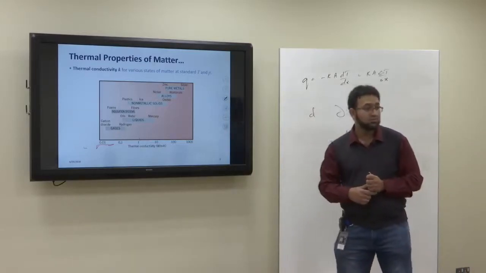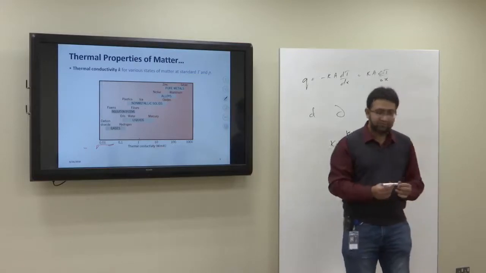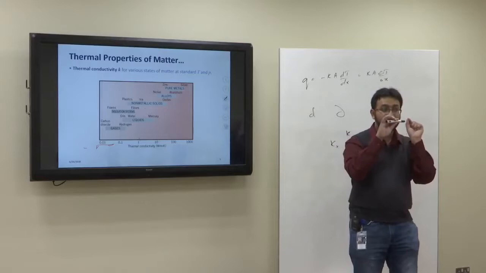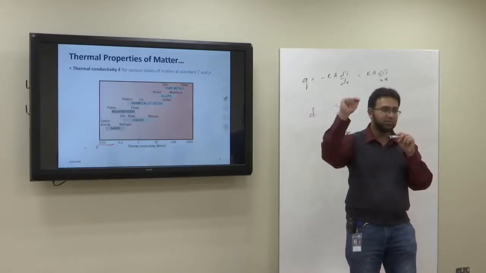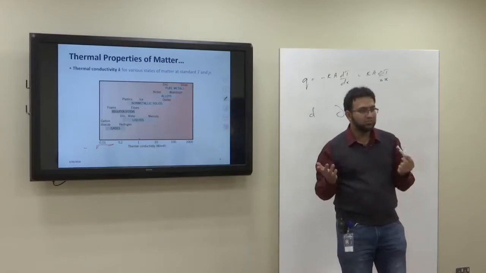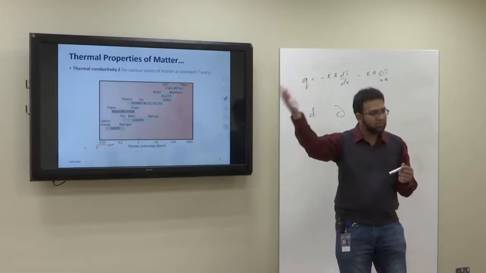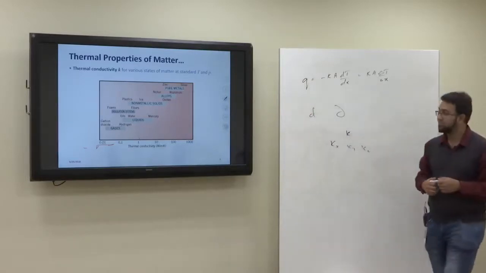If the K is high, that means the heat is moving very quickly. I have a very long rod, I heat it on one end. If the K is high, the other end will feel the effect very quickly. If the K is very low, then the other end will not have that quick effect. Maybe the effect will come, but after a very long time.